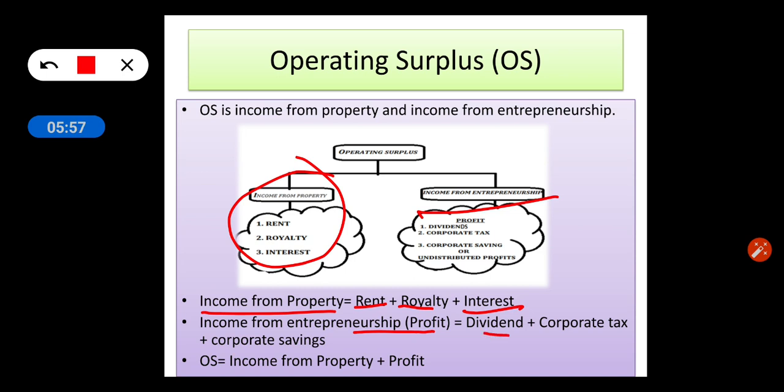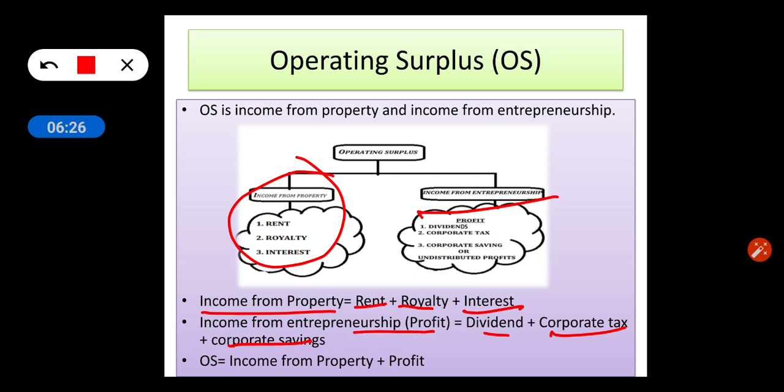Dividend is a profit distributed among shareholders. We have corporate tax, which is a tax on profit. And corporate saving. These are undistributed profits which are retained as reserve to expand business or to meet any unexpected expenses. So dividend, corporate tax, and corporate saving are your profit.